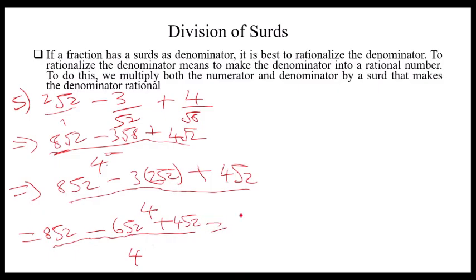8 minus 6 is 2. 2 plus 4 is 6. So this is the same thing as having 6 root 2 all over 4, right? This goes here once, this goes here. So this is the same thing as having 3 root 2 all over 2. Do you understand?